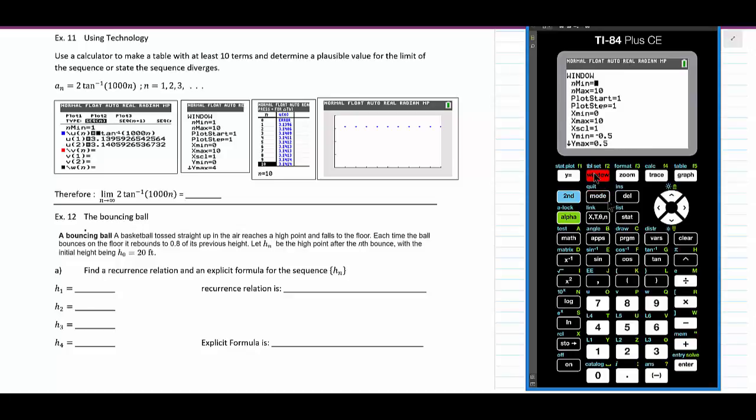Then the window, let's see, 1 to 10, pretty similar to the last problem. The only thing is I wanted to change the y values a little bit on this one, and it has to do with pi. That's what I want you to see. So you make your y window go 0 to 4 by a scale of 1, okay? And then if you've got your window set up, there's a couple of other tools you can use to analyze whether it diverges or converges.